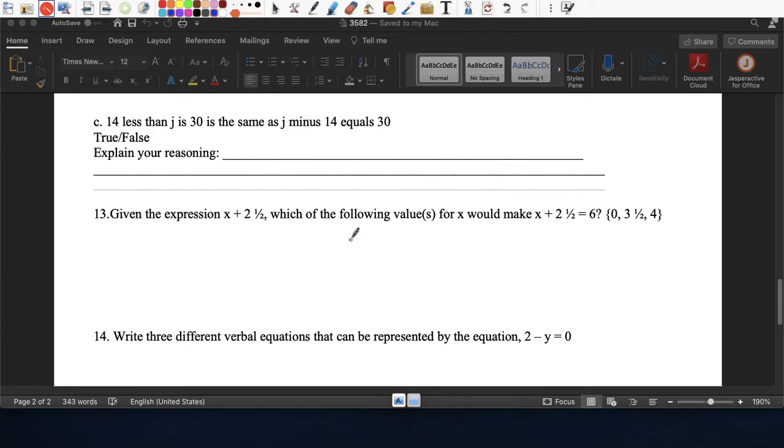So here we have an equation. X plus 2.5 equals 6. So what number can x be? X plus 2.5 equals 6. Which number can we put here? Can x be 0? So if I put 0 over here, 0 plus 2.5, does that equal 6? No. So that doesn't work.